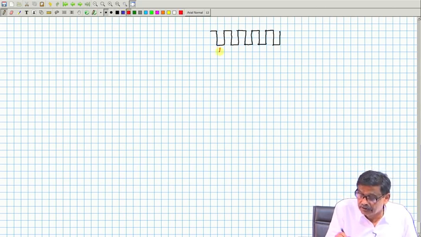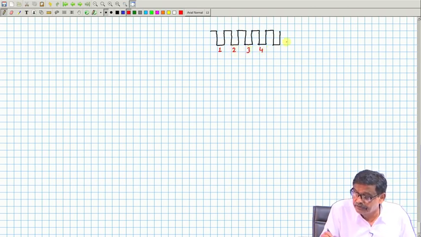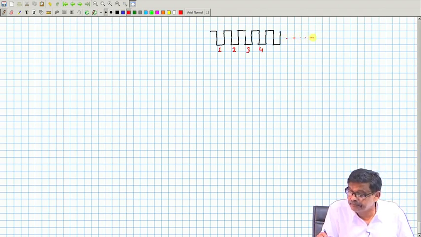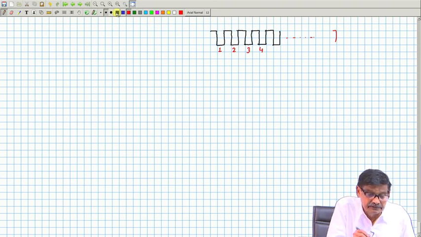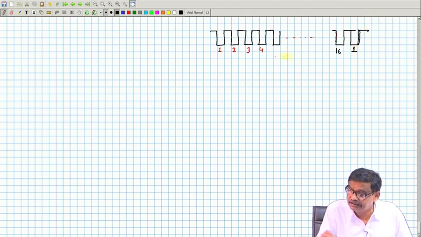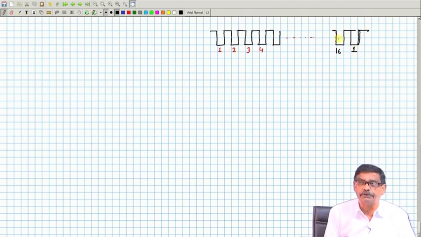Now, these slots I will number like 1, 2, 3, 4 and so on up to 16. And after that, once again slot number 1, because it is after all circular. This is how slots will look in the developed diagram.